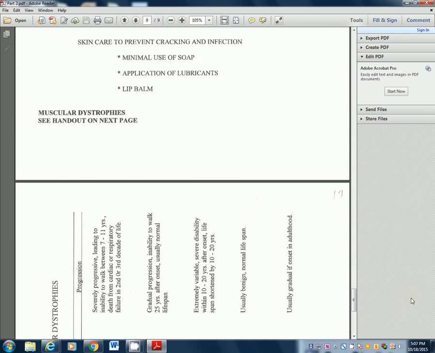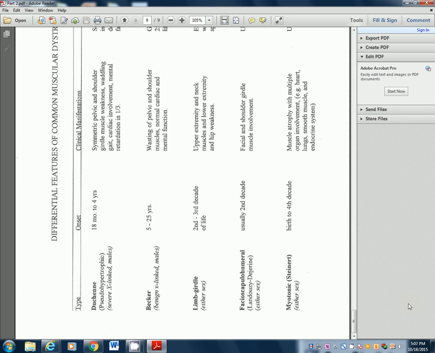Alright, this next part you'll have to take out and look at because the way it's in there, it's sideways. So you'll have to print this page as we're going over it. These are the differential features of the common muscular dystrophies that you'll need to know for the test. There is a picture in your book.